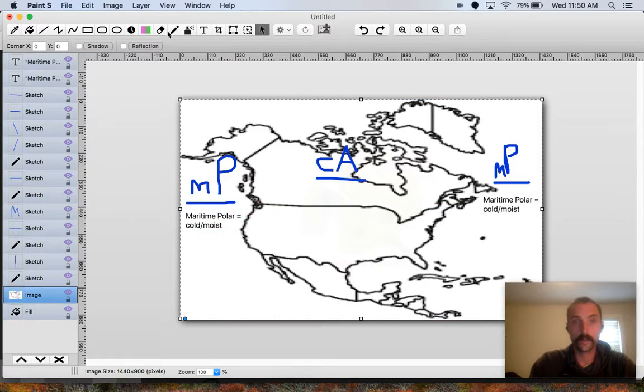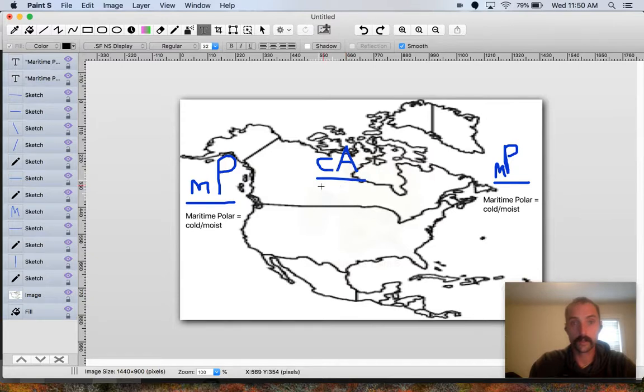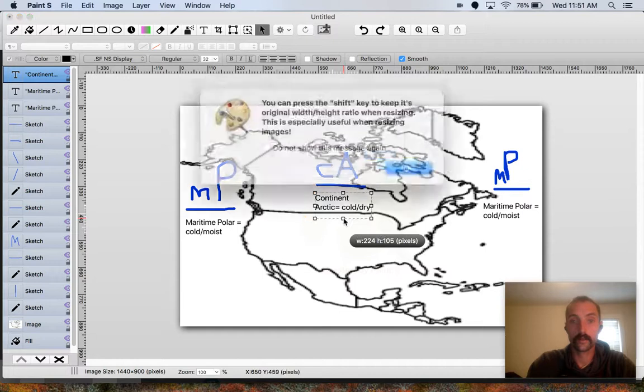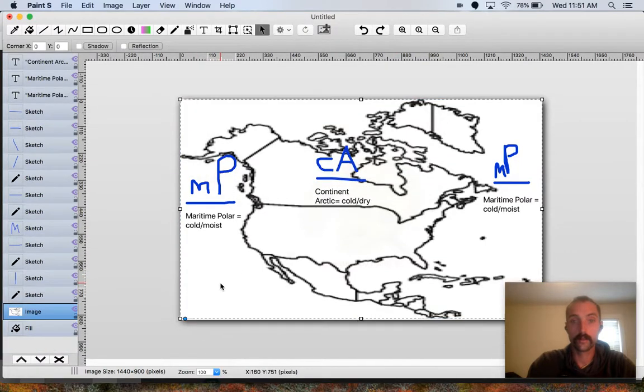All right, and then finally we have another text box. So anytime you see a continental, it's going to be dry because it originates over land, and air masses that originate over land, there's not as much water, so there's not as much moisture. So continental Arctic is going to equal cold/dry. All right, so there you go for our maritime polar and continental Arctic. Next video, we'll talk about the warmer air masses down by the equator.